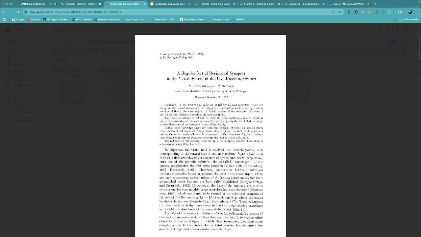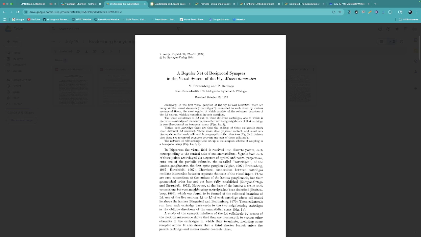So, a summary of this paper: he's working in the visual system. In the first visual ganglion of the fly, Musca domestica, there are many similar visual channels or cartridges connected to each other by various systems of fibers, the most regular of which consist of the collateral branches of the L4 neuron, which is contained in each cartridge. The three collaterals of L4 run to three different cartridges, one of which is the parent cartridge of the neuron, the other two being neighbors of that cartridge in two directions on a hexagonal array. Within each cartridge, there are thus the endings of three collaterals from three different L4 neurons.